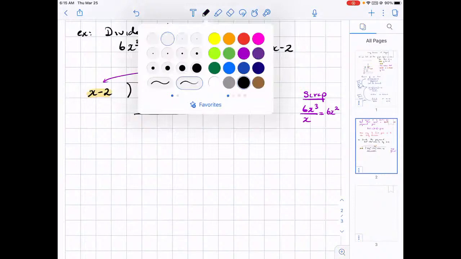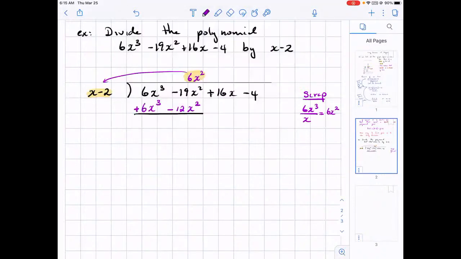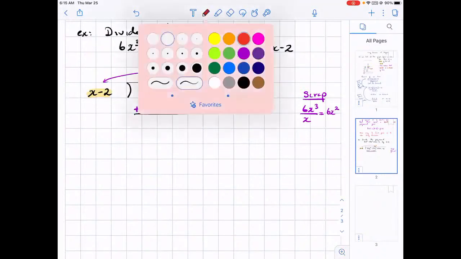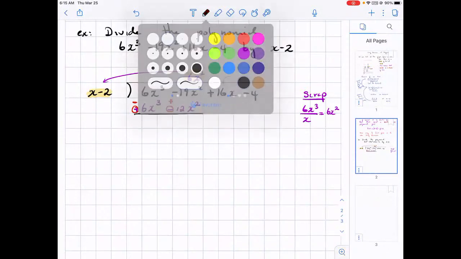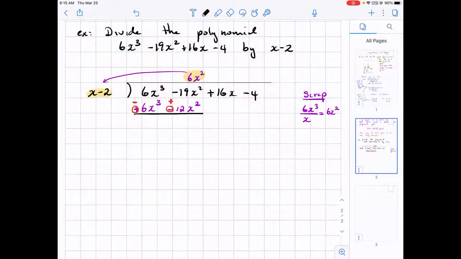So this is a plus sign here. We always change the sign. So this now becomes a minus and this becomes a plus. And if we combine, we get minus 19x squared plus 12x squared will give me minus 7x squared. And this will cancel with that, right? Plus 6x cubed minus 6x cubed becomes 0.